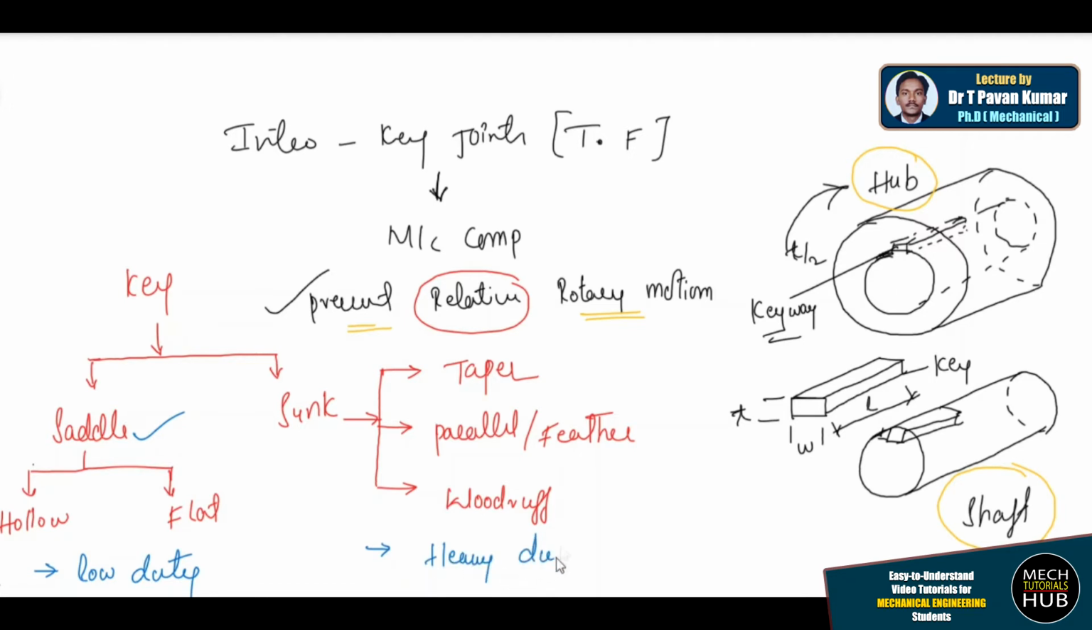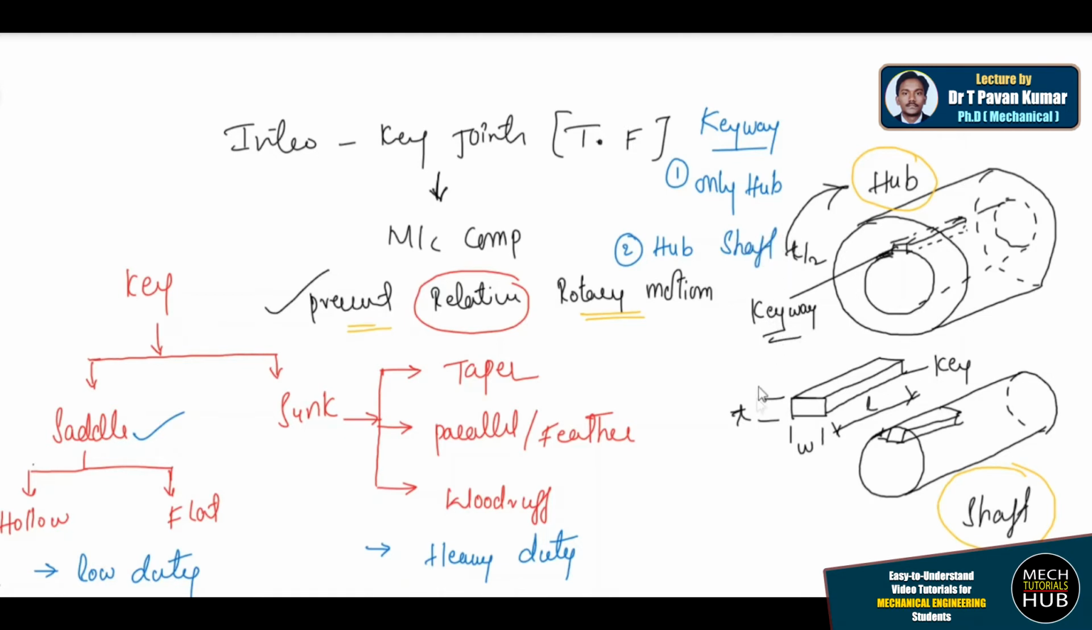These are used in heavy duty applications, which is completely different from the saddle key. Just now I have mentioned keyway. Keyways are provided in two types. Number 1, the keyway is provided only in the hub portion. Number 2, the keyway can be provided in both the hub as well as in the shaft.